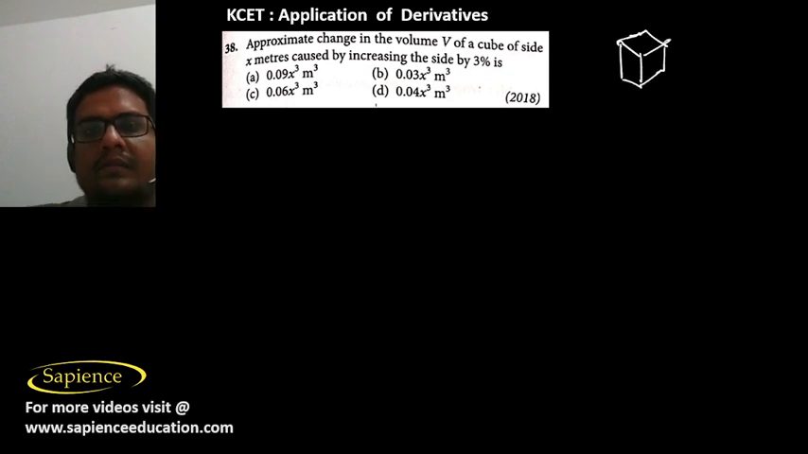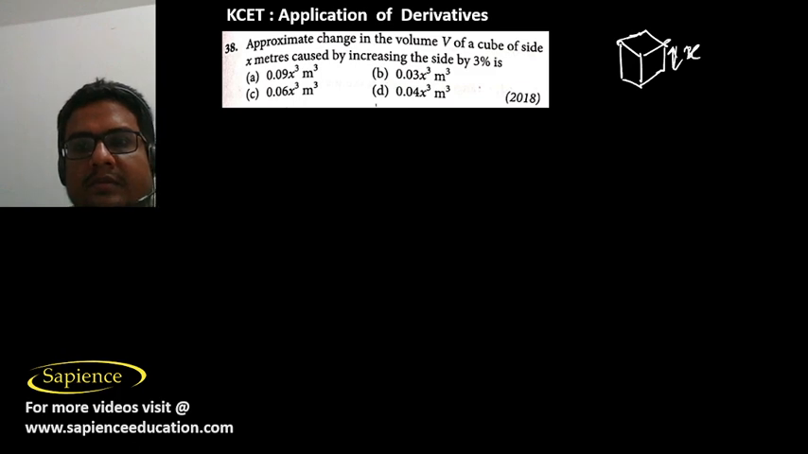Approximate change in the volume V of a cube. The cube has side x meters. The approximate change in the volume V caused by increasing the side by 3% is asked. The side is increased by 3%.